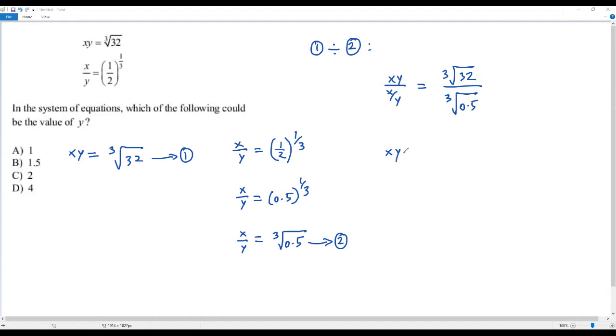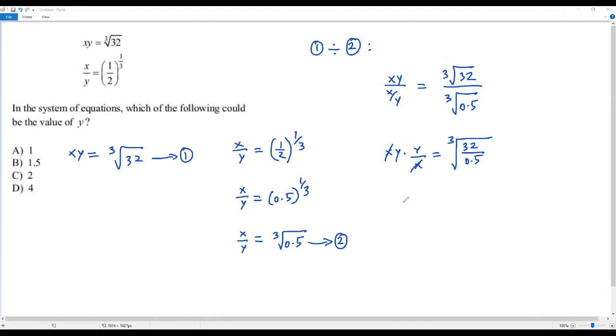Okay, here we can write the numerator xy as it is, and we can change the division into multiplication. When I change this division into multiplication, I have to take the reciprocal of x over y, flipping the numerator and denominator. Then I get y over x. Here we divide two cube roots. Whenever we divide two radicals with the same index, we can write the cube root in common, then divide the values inside the radical, that is 32 divided by 0.5. Here in this one, the x will cancel out.